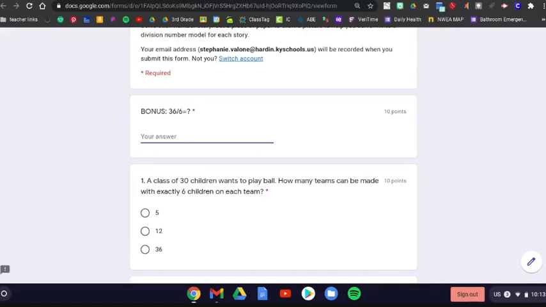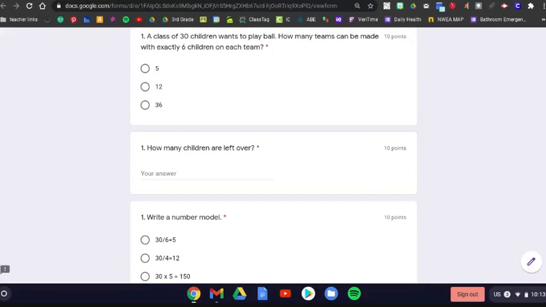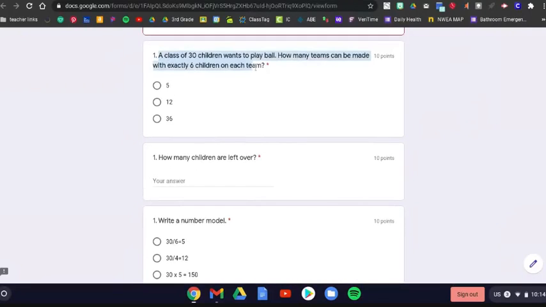Looking good. All right, so here's what the rest of the activity looks like. There are 3 questions. Can I make it a little bit smaller? There are 3 questions that both say number 1 because all 3 of these questions work together. Question part 1 is a word problem. A class of 30 children want to play ball. How many? Yes, sir.